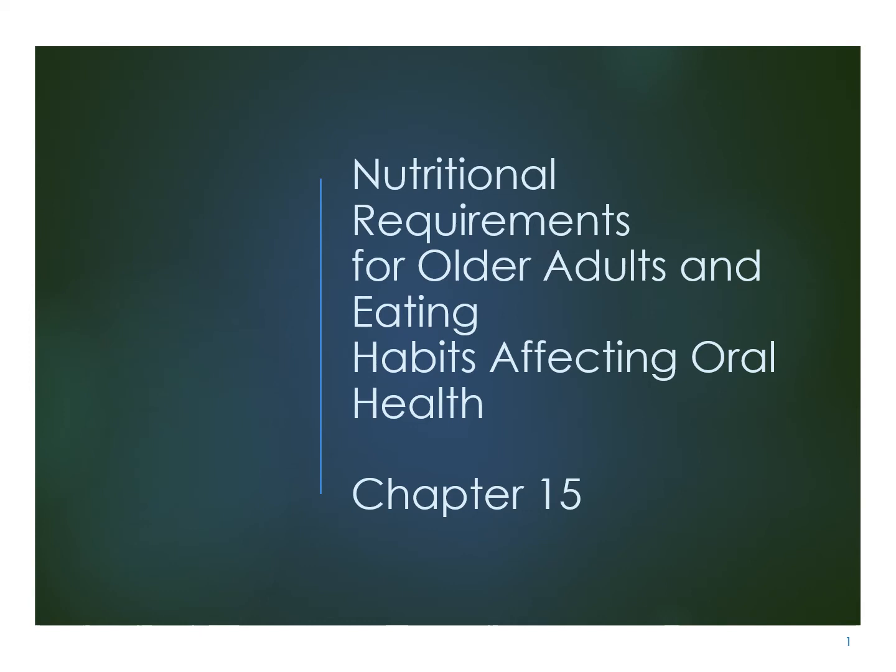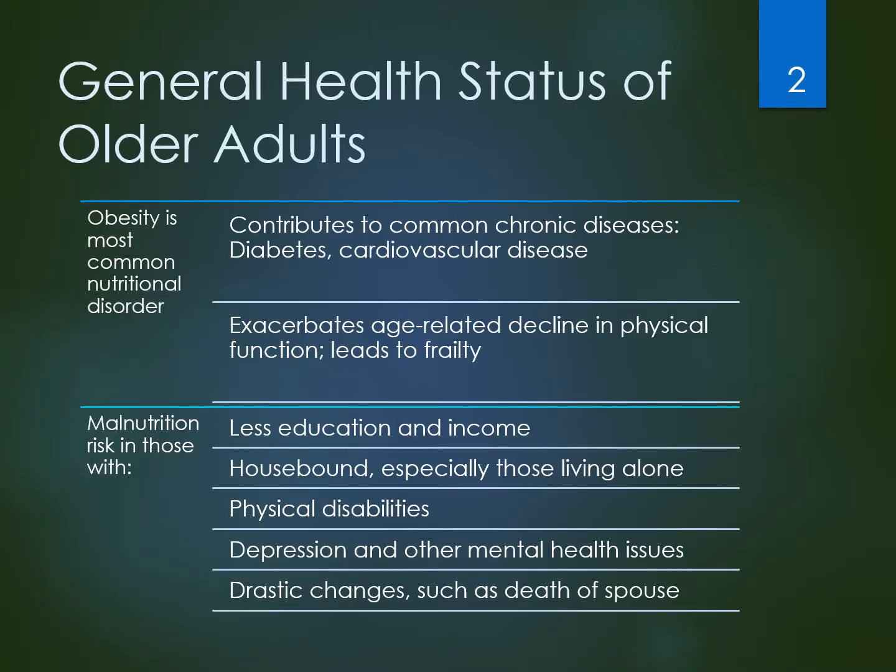Chapter 15 is going to be on the nutritional requirements for older adults and the eating habits that affect their oral health. This starts in your book on page 285. So the most common nutritional disorder is going to be obesity, and it will contribute to common chronic diseases like diabetes and cardiovascular disease, and even things you might not think of like lung disease, arthritis, and Alzheimer's disease and other dementia. It's going to exacerbate age-related decline in physical function, and it could lead to frailty.